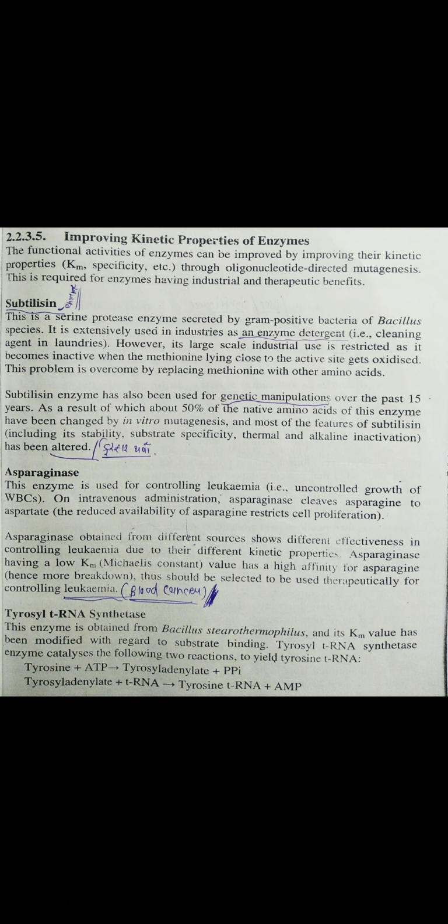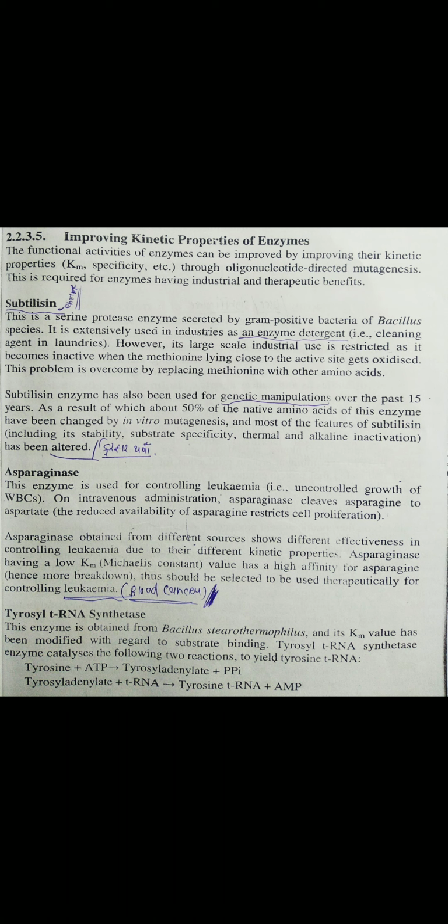Now, larger scale industrial use of this subtilisin is not possible because it gets inactivated when it comes in contact with oxidizing agents, because it contains a methionine which binds close to the active site and oxidizes the site. So due to this the activity is lost, and this problem is overcome by replacing that particular methionine with another amino acid. So it is manipulated with the amino acid and used for larger scale production in industries.